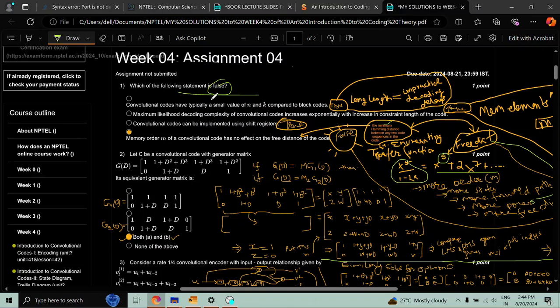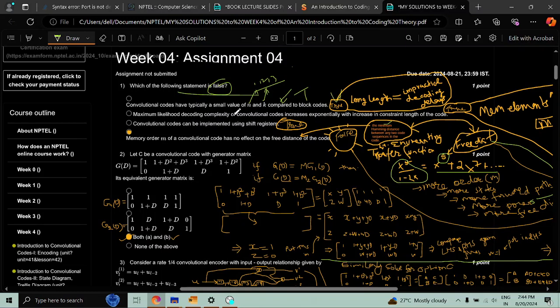Convolution codes have typically a small value of n and k compared to block codes. If you see the notes and have done some examples, you will see that k and n values are small. In convolution codes, the values of k and n are of order 1, 2 or 3. Both of them are low in value. So this is a true statement.